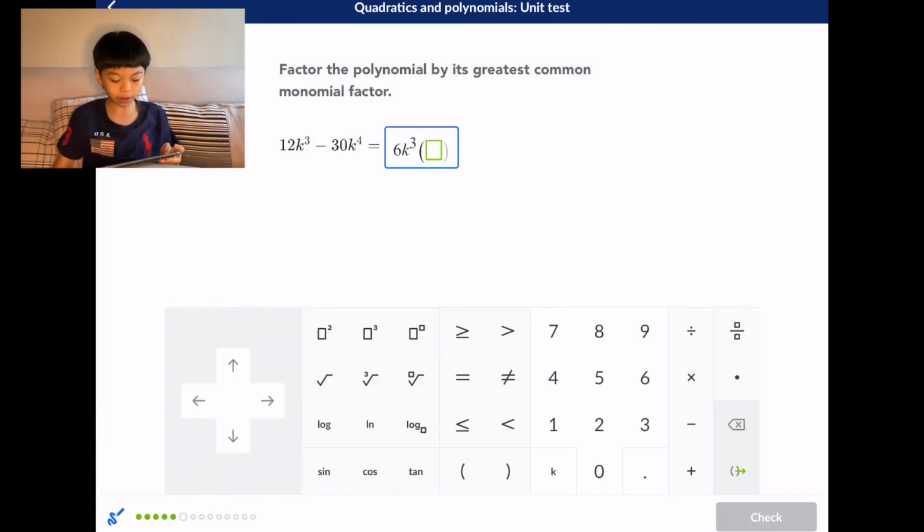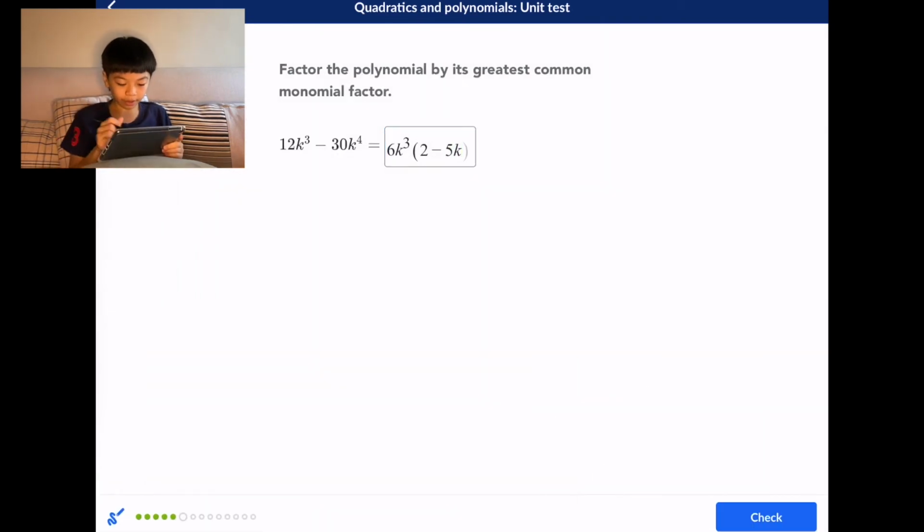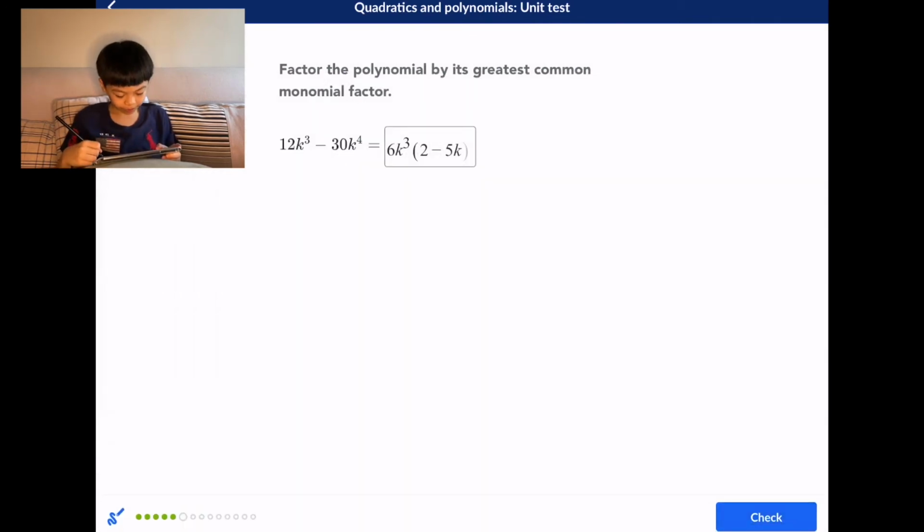And we put the open parenthesis. What times 6k to the power of 3 is 12k to the power of 3? 2. We don't have to write k because 2 times 6k to the power of 3 is already 12k to the power of 3. Then we put minus over here. What times 6 is 30? 5. 5k, then we put the minus over here. We'll see if this is correct.